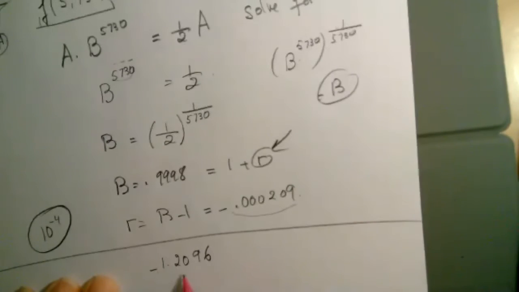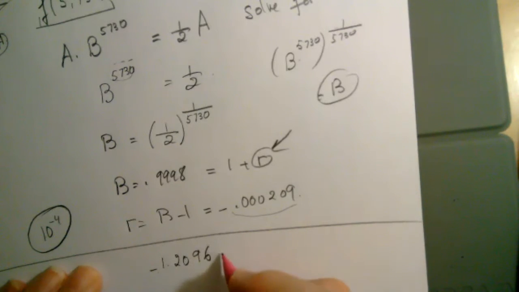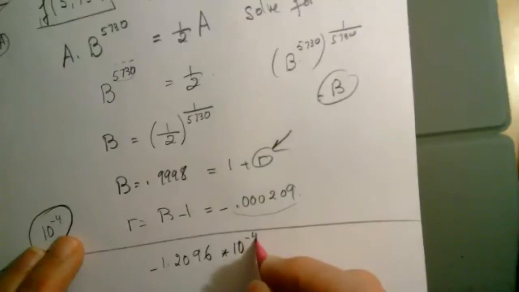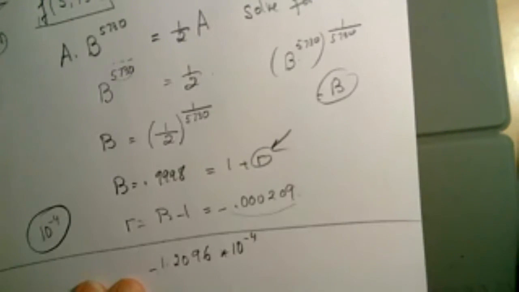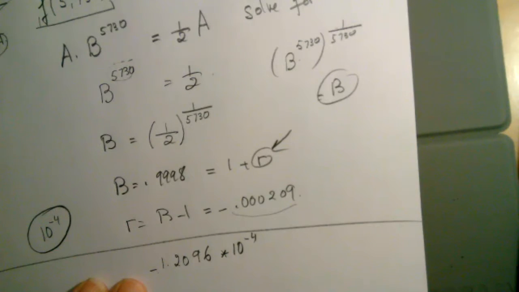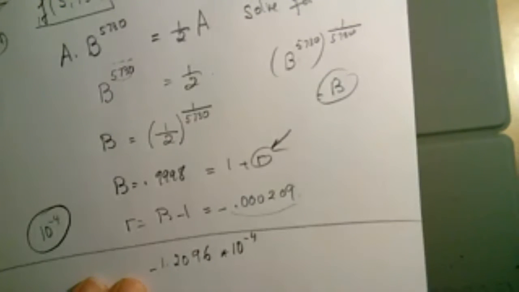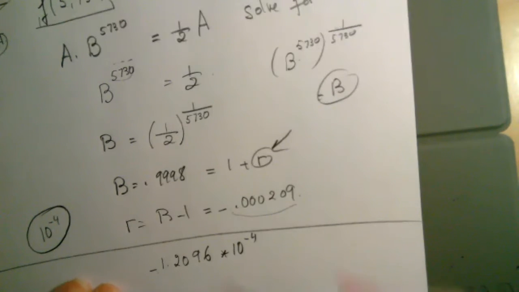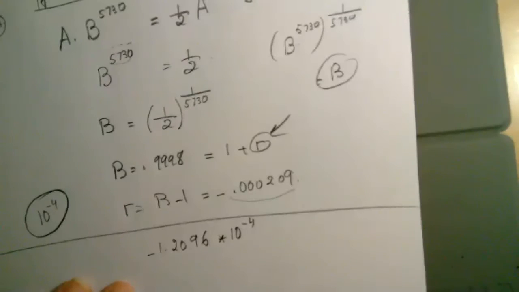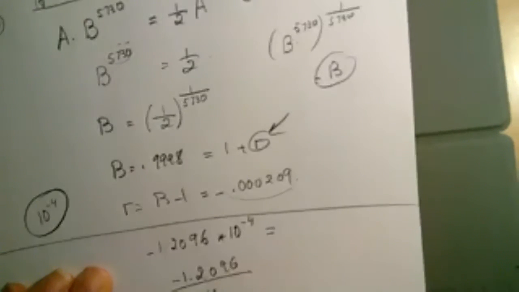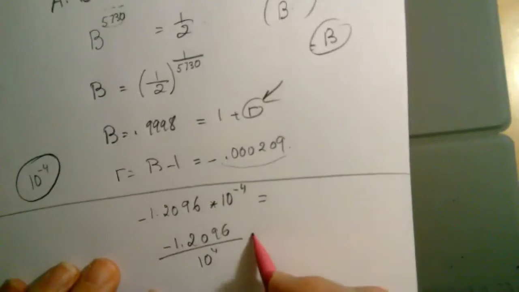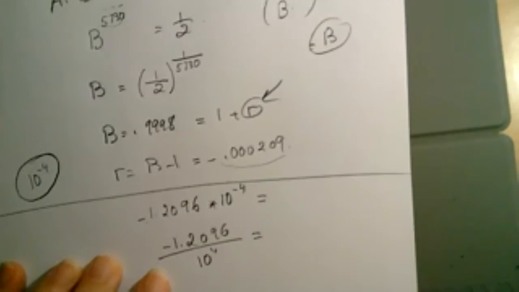Okay, so I got minus 0.2096 times e to the 4. E to the 4 means 10 to the negative 4. Okay, that's really what it means. Why doesn't the calculator just do that? That's how it is. So that's divided by 10 to the 4, like you learned in middle school, and then you ask yourself how many decimals you really need to go.